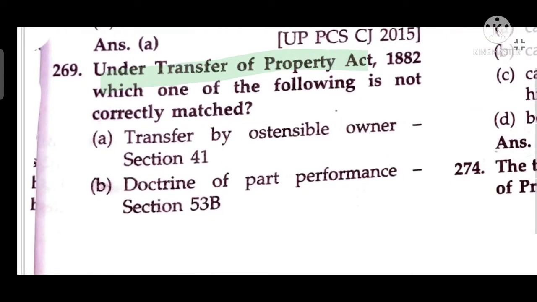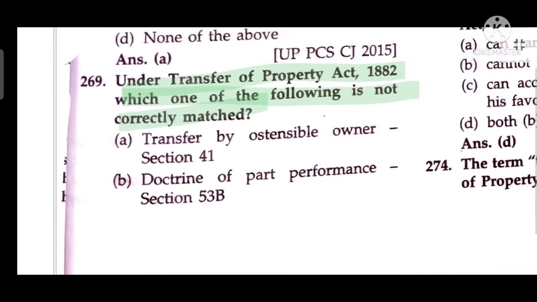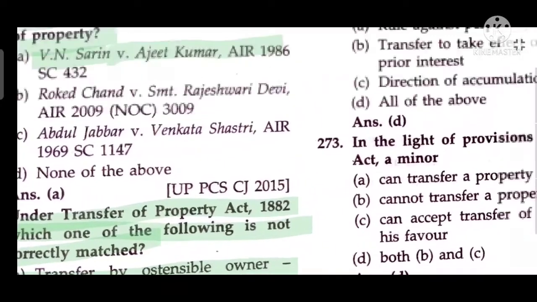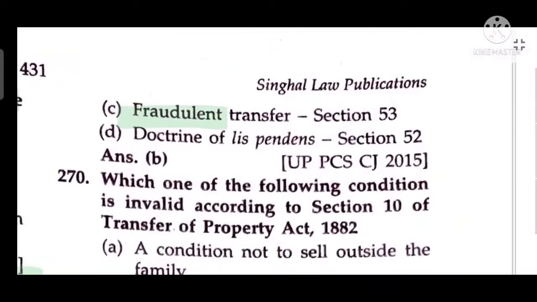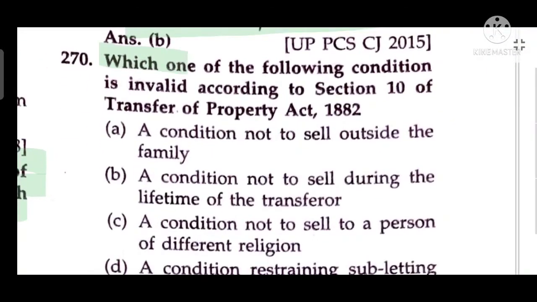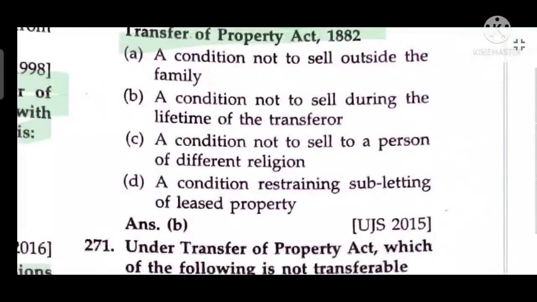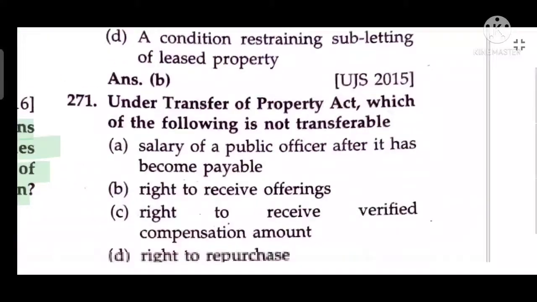Under Transfer of Property Act, which one of the following is not correctly matched? Section 41, ostensible owner, correctly matched. Doctrine of part performance, Section 53B, not correctly matched. B is wrong. Fraudulent transfer, Section 53, lis pendens, Section 52. Which one of the following conditions is invalid according to Section 10 of Transfer of Property Act 1882? A condition not to sell during the lifetime of the transferor.